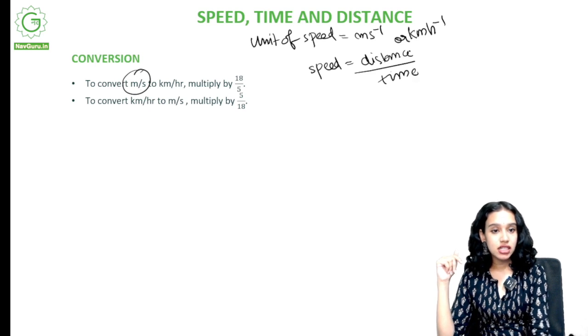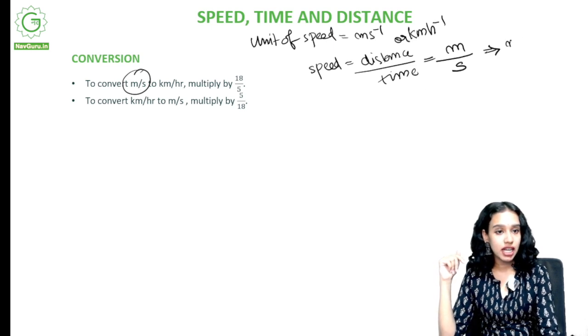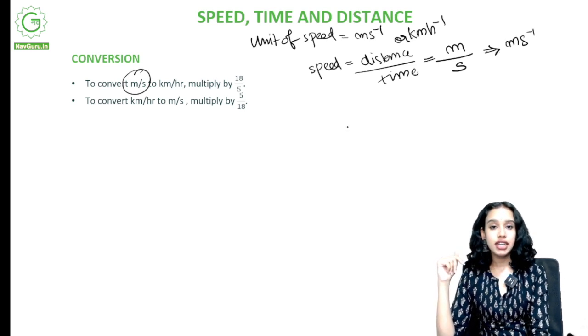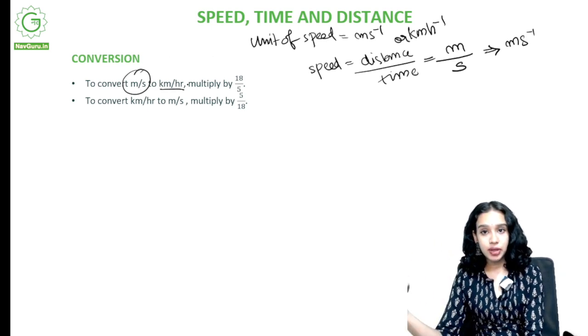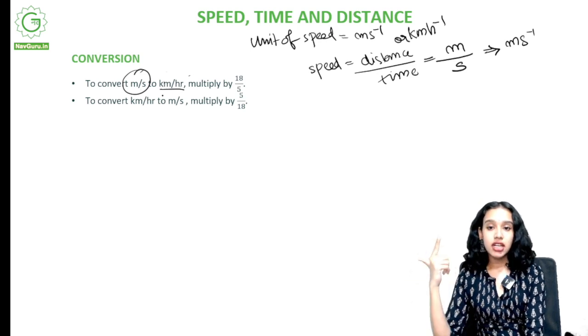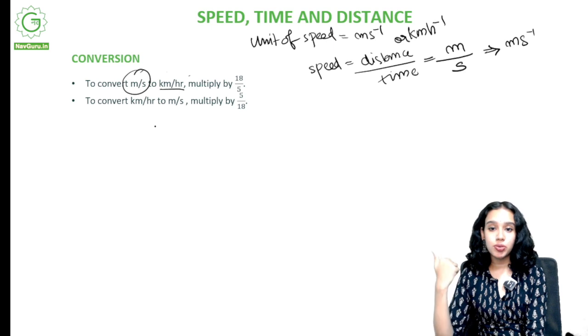Now distance is, the unit of distance is meter and the unit of time is seconds. So we get the unit of speed as meter per second, right? Now kilometer per hour is another unit of speed, because kilometer is again distance and hour is time. Okay. Now, how do we convert meter per second to kilometer per hour?